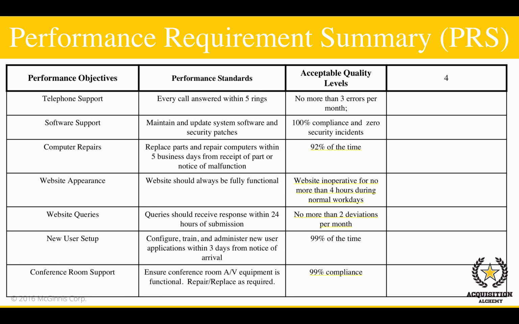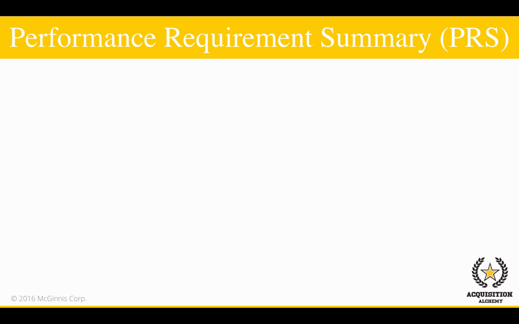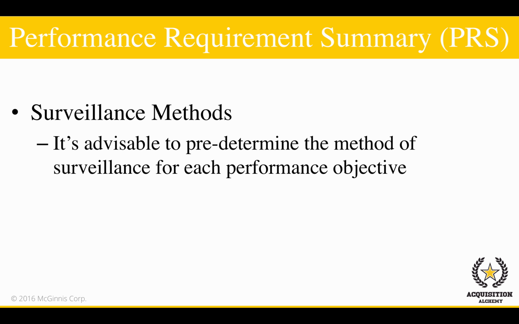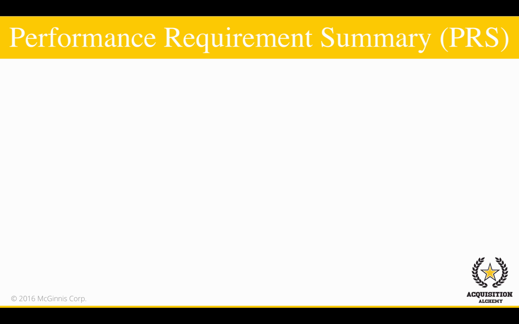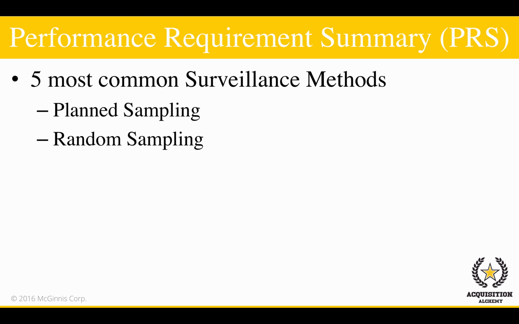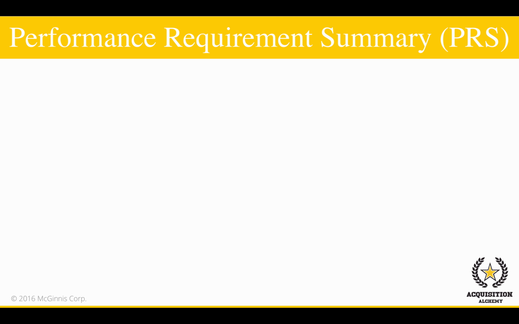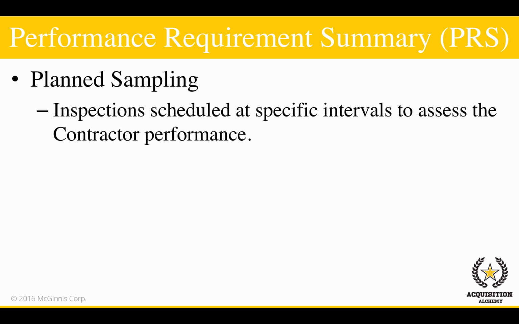The 4th and final column in our performance requirement summary is our method of performance assessment, or surveillance methods. Before composing a PWS, or QASP, it's highly advisable to predetermine the method of surveillance, which you will use for each of the requirement's performance objectives. The 5 of the most common and effective surveillance methods are planned sampling, random sampling, 100% inspection, customer feedback, and contractor metrics.